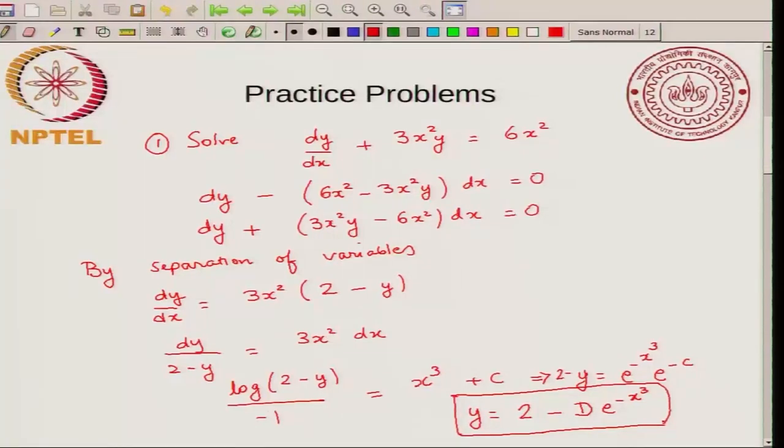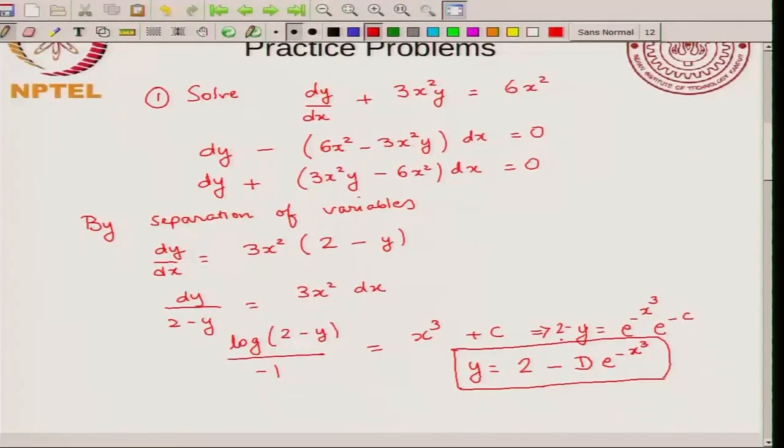You can solve this differential equation just by separation of variables. Now what I'll do for illustration is to solve the same equation using a slightly different procedure, where we'll use the integrating factor. So for the same equation, we know the solution has this form y equal to 2 minus d e to the minus x cube, where d is some arbitrary constant, and to determine d you need some boundary condition.